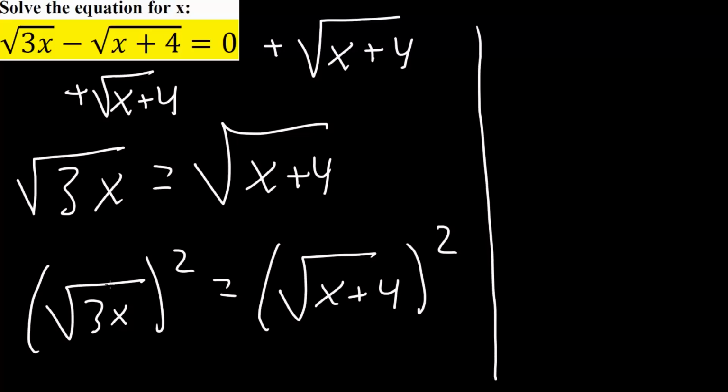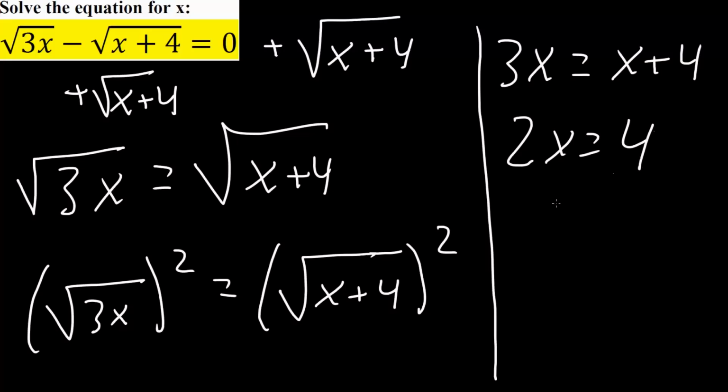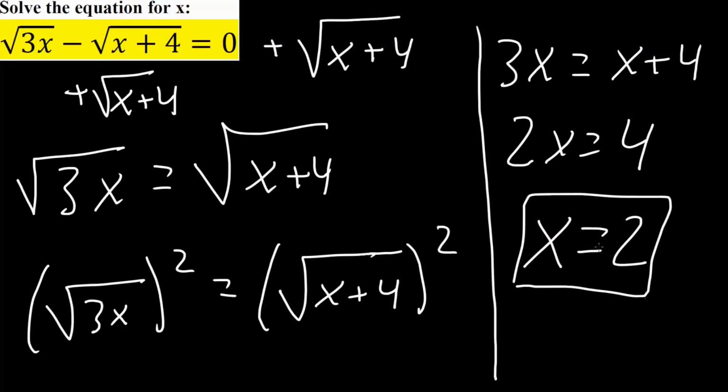And so this right here would simply be 3x is equal to, this right here would simply be x plus 4. Minus x, so 2x is equal to 4. Divided by 2, so x is equal to 2. And so if you want, we can even check.